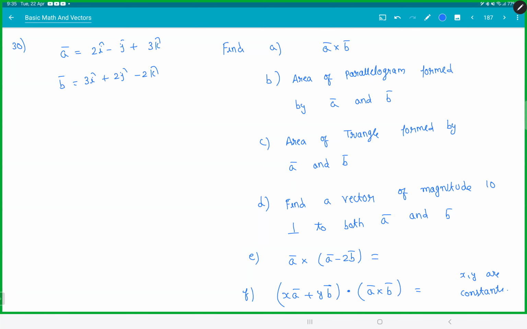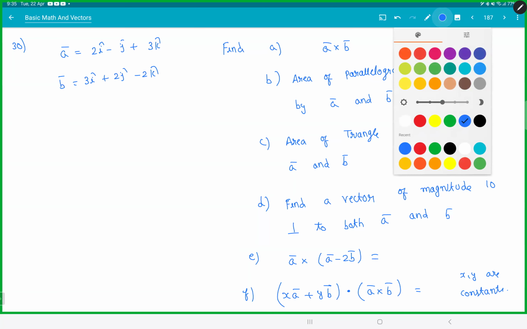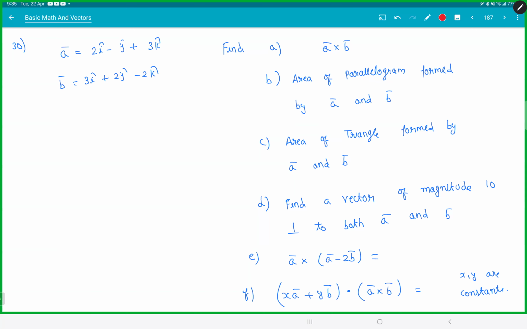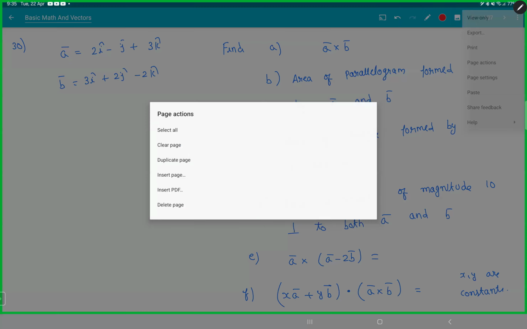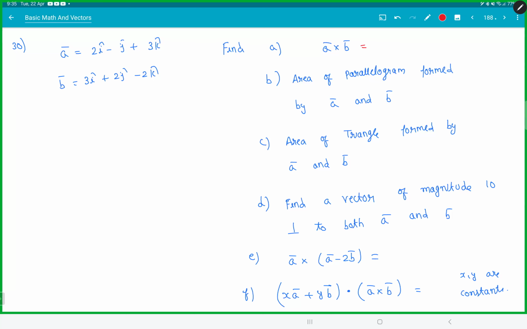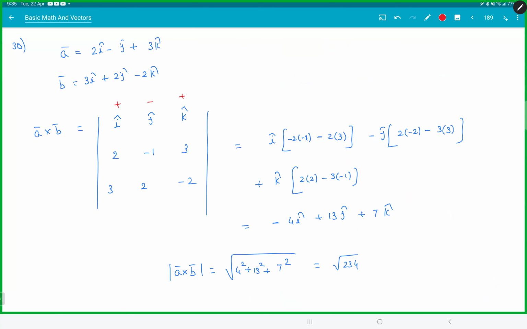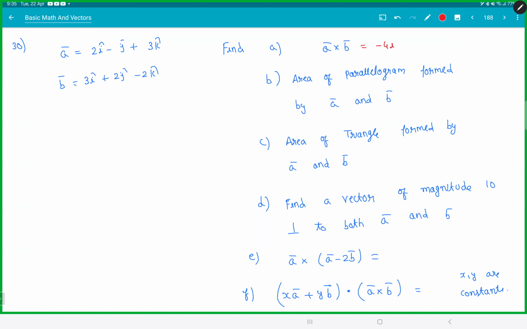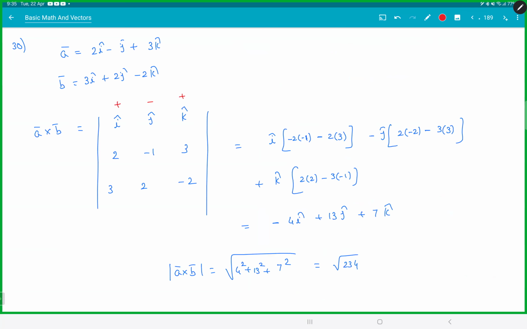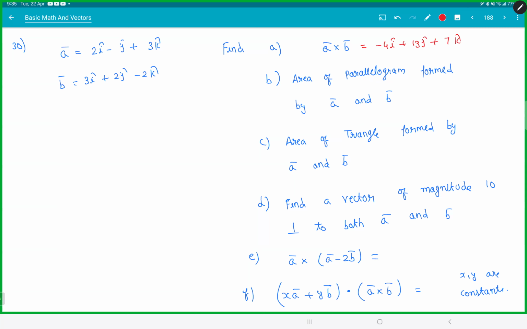I think once you got the first part, the second is done, right? What is area of the parallelogram? You got everything in place here. So we got A cross B is this: minus 4i plus 13j plus 7k. What is area of the parallelogram? Mod of A cross B, which is root 234. This is half of mod A cross B.